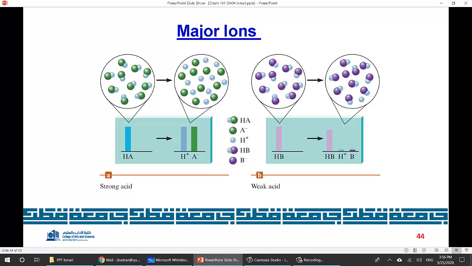Or generally speaking, we can say H plus and A minus. And therefore, the major ions in any strong acid would be the H plus and the A minus. There will be no HA at all.